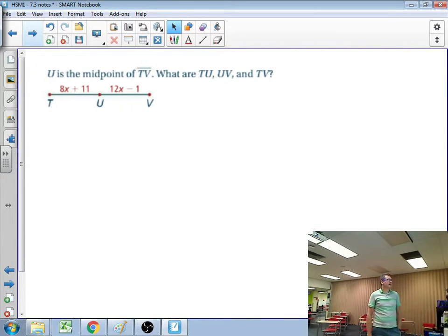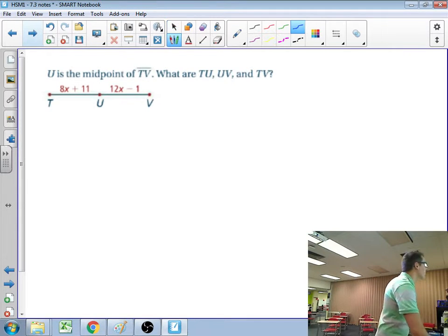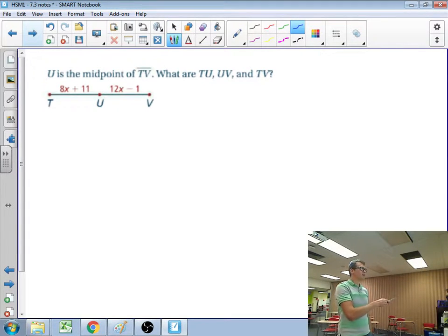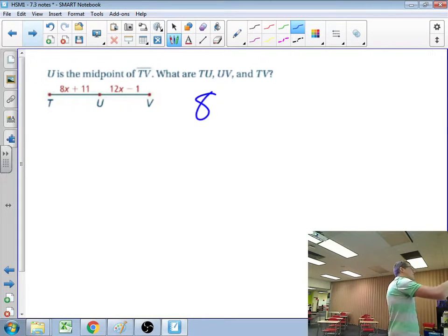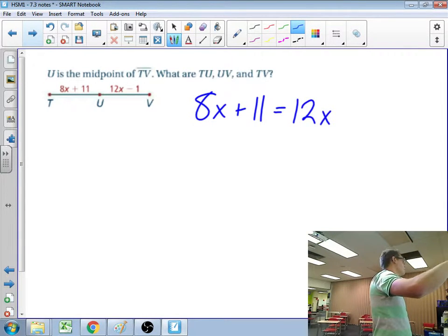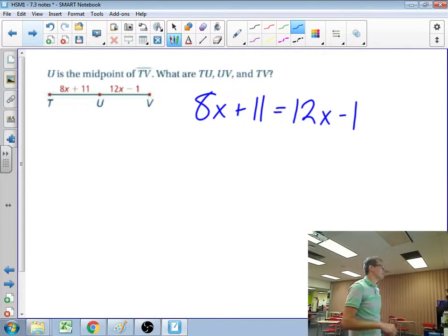Here we see that U is the midpoint of TV. If there was a line through that point, that line would be the bisector. So what this really tells me is that TU is equal to UV. We can use this information to set up an equation, which is going to start with variables on both sides, and we can manipulate it to get the variables together and then solve. So what we set up is 8x plus 11 equals 12x minus 1. We know that because that's the bisector, that equals that.